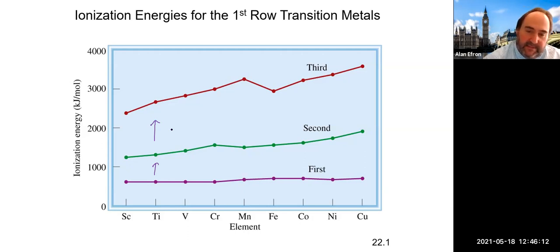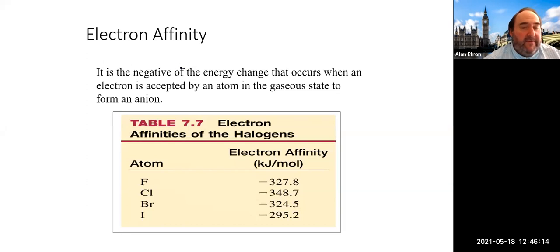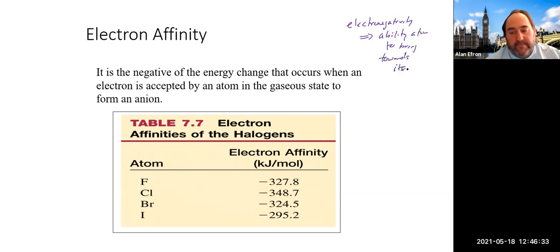Another important sort of aspect or sort of trend is what's known as electron affinity. Electron affinity should not be confused with electronegativity. They are different things. Electronegativity is the ability of an atom to bring electrons towards itself. Electron affinity does mean, do you like something, right? So if you have a pretty good affinity for something, you kind of like it. But it's basically the change in energy that occurs when an electron is accepted by an atom.